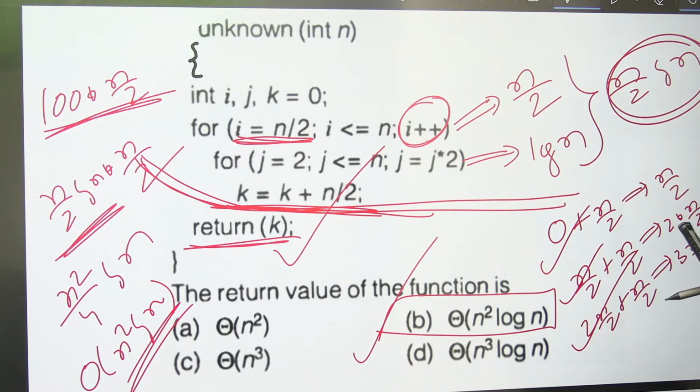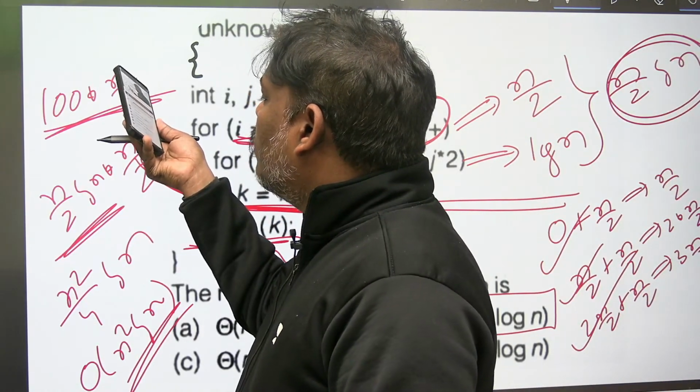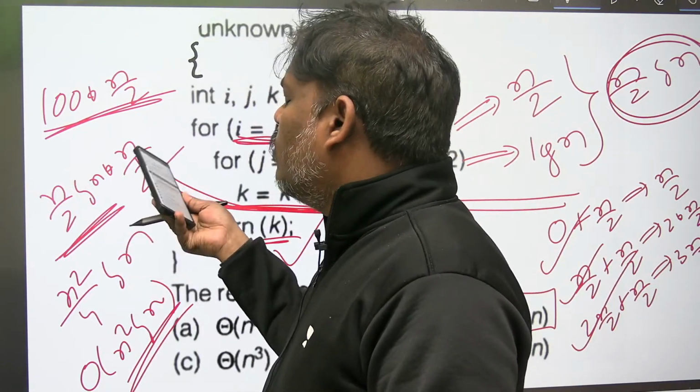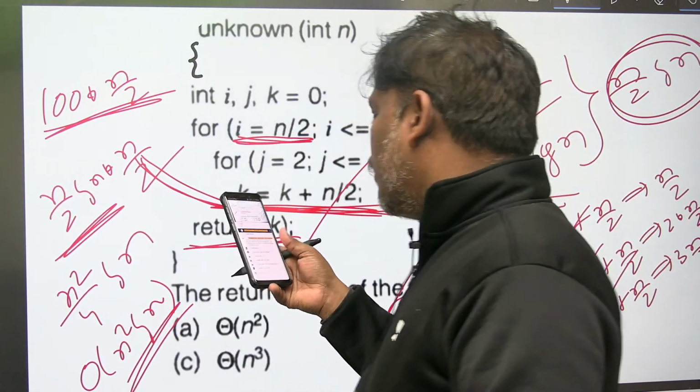So the i loop is n by 2 time, the j loop is log n time, both combinedly n by 2 log n. Suppose that k is equal to k plus n by 2 will run first time 1 time n by 2, second time 2 times n by 2, third time 3 times n by 2. If this statement executes 100 times n by 2, actually it is repeating n by 2 log n times, n by 2 log n into n by 2, which goes to n square by 4 log n, which goes to n square log n.